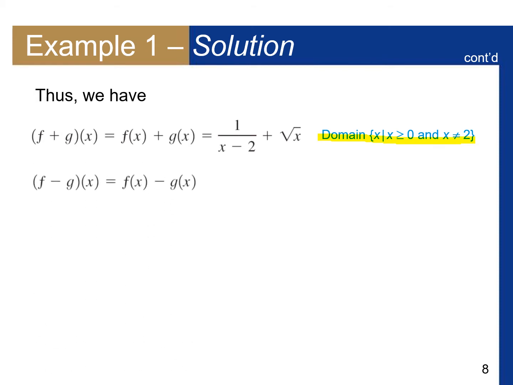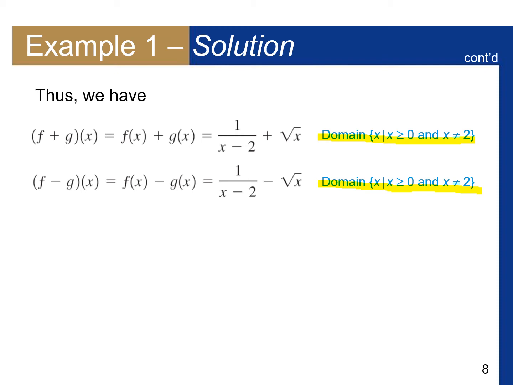When I subtract them, guess what the only difference is? I'm going to use a subtraction symbol. So when I subtract them, I'm just really adding a negative. So the only thing that changes is that this is minus. I might have to maybe distribute it in if I have more than one term over here. But that's it. And the domain stays the same as before.